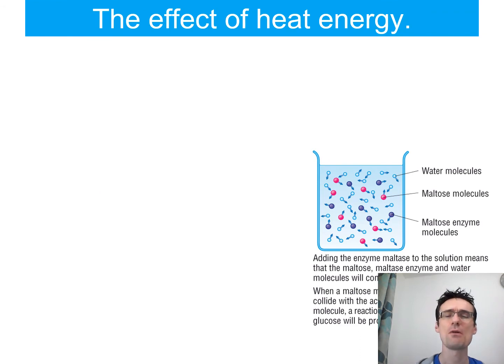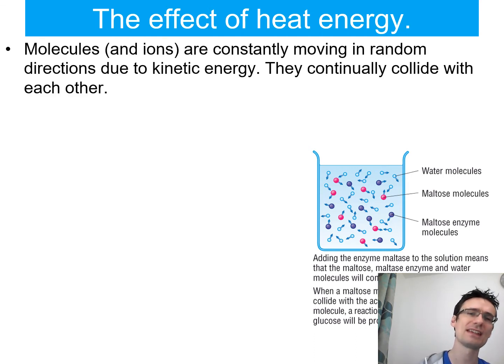So what else do we need to know? We need to know about the effect of heat energy, so temperature, on enzymes. This is again very similar to GCSE, really, just a couple of extra points. Hopefully you understand that molecules constantly move due to random motion, and that's due to kinetic energy. They constantly collide with each other as well.